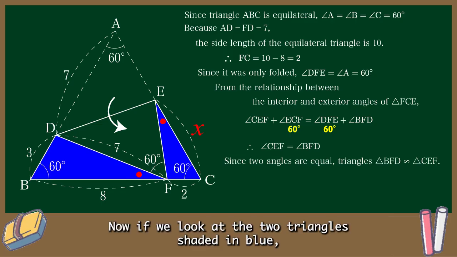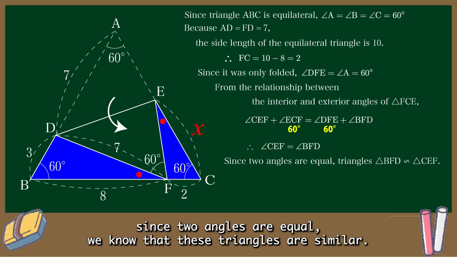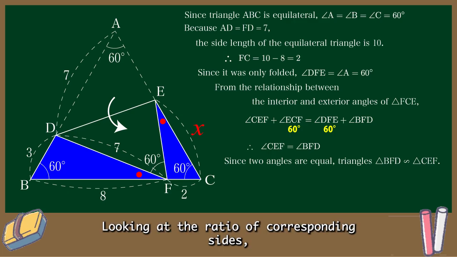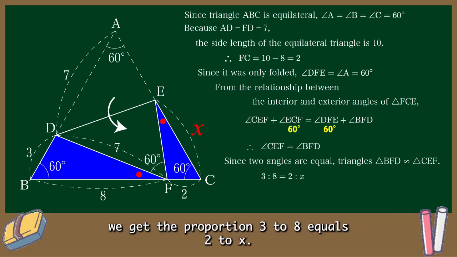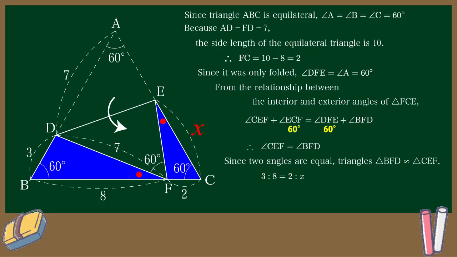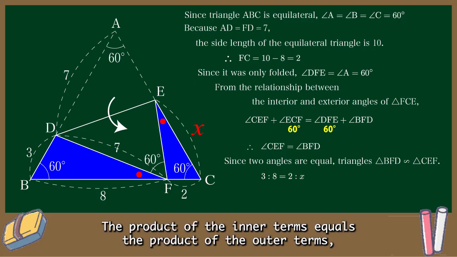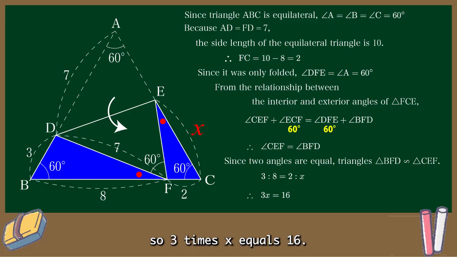Now, if we look at the two triangles shaded in blue, since two angles are equal, we know that these triangles are similar. Looking at the ratio of corresponding sides, we get the proportion 3 to 8 equals 2 to x. The product of the inner terms equals the product of the outer terms, so 3 times x equals 16. Therefore, x equals 16 divided by 3.